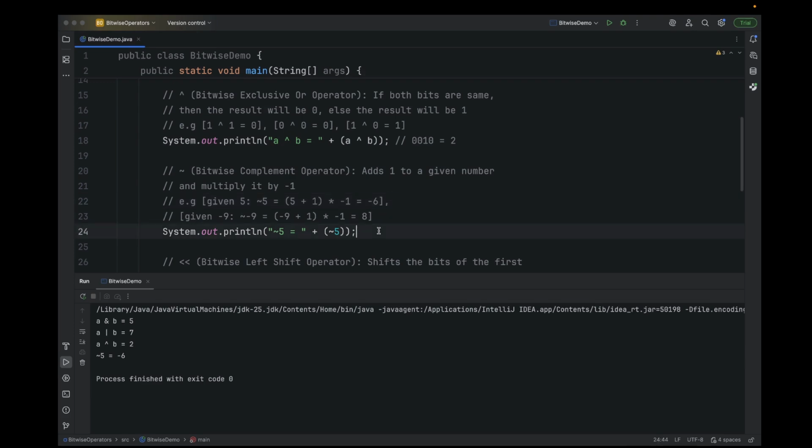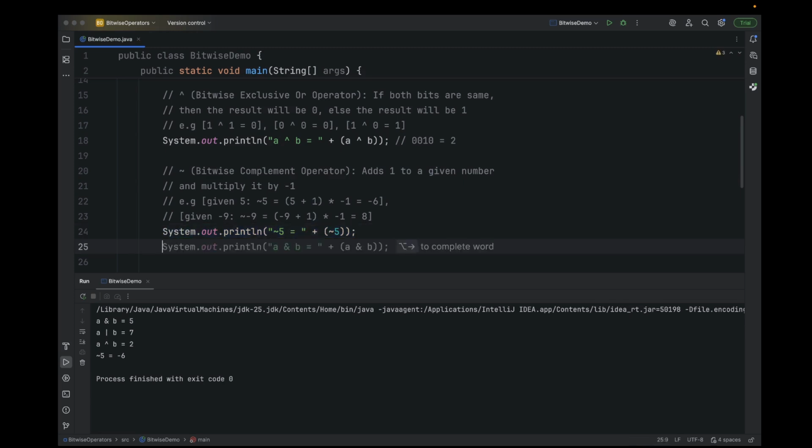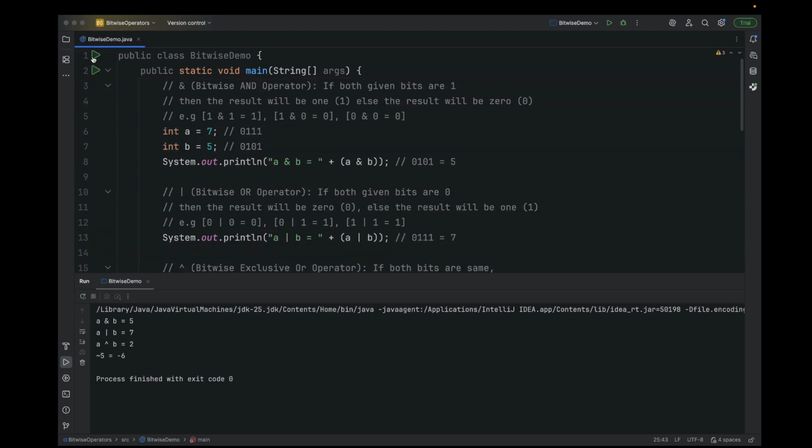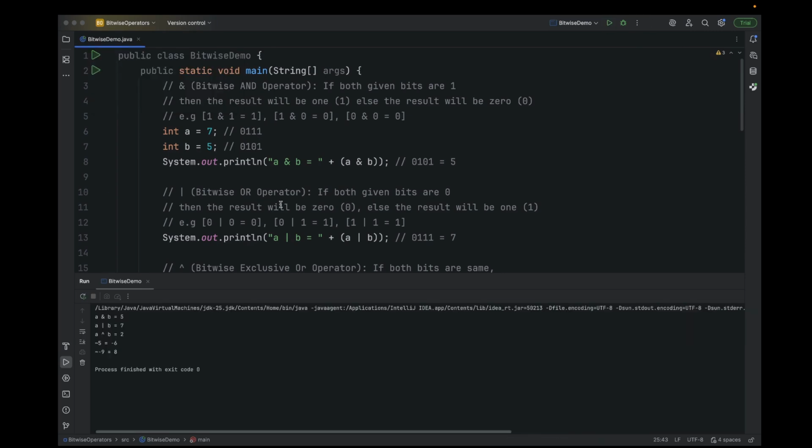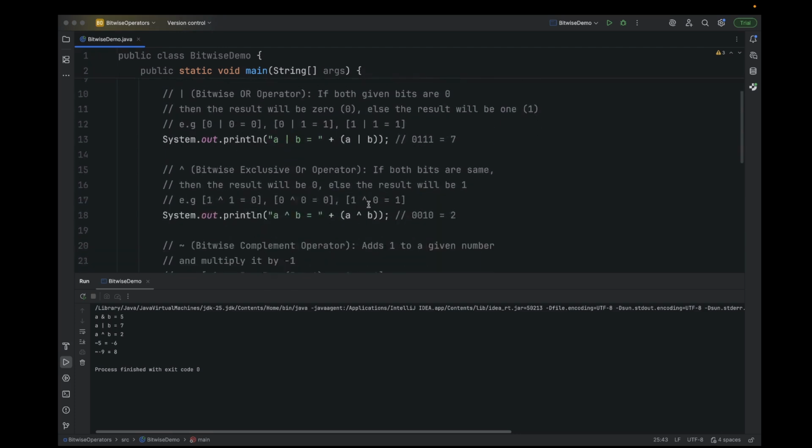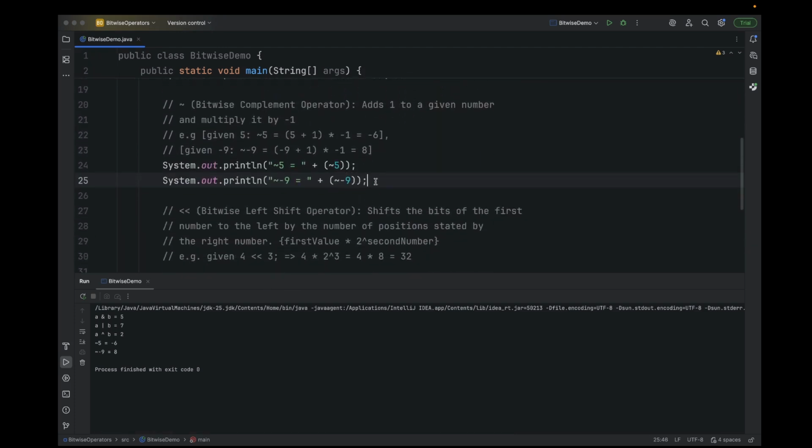8. Let's copy this and try with -9. ~-9 will give us 8, so we should be expecting 8 as a positive number. Exactly, and we are getting it. So let's try a different number entirely.